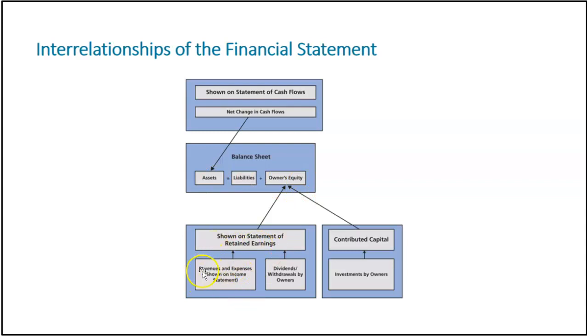So that's revenues and expenses from the income statement. This is where your retained earnings come from. Less dividends or withdrawals from the owner affect owner's equity, and then any changes in ownership by owners. Maybe any investments by an owner we go into here.